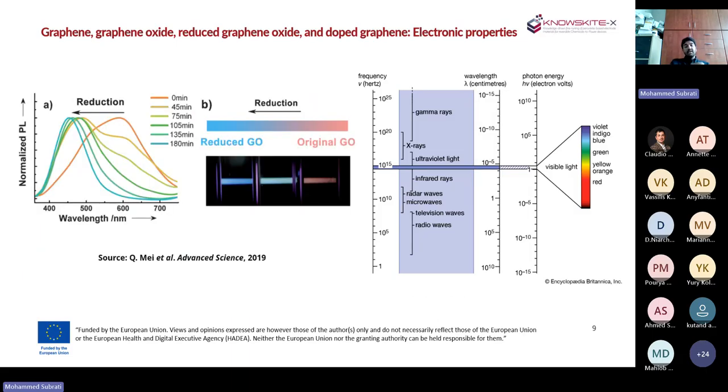As you can see, with the reduction of graphene oxide, graphene oxide has a red photoluminescence, whereas reduced graphene oxide has blue photoluminescence.